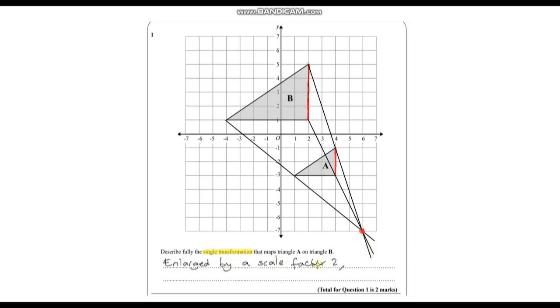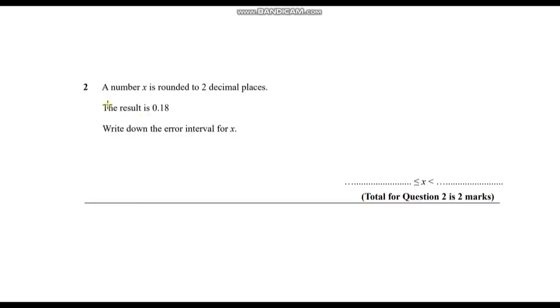So it's been enlarged by a scale factor of 2. You could just say about the point, and then we need to write the coordinates. So about the point where we're going along 6 and down 7. So (6, -7).